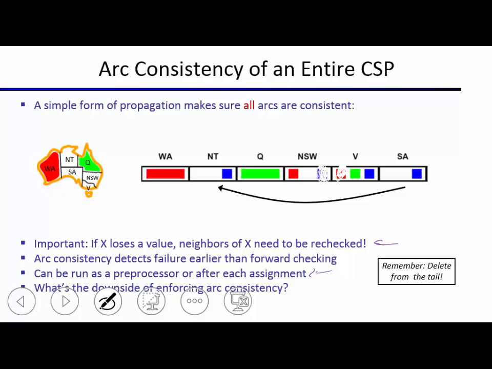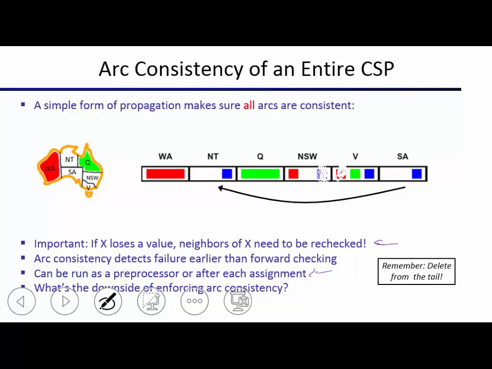You can run this as a preprocessor after each assignment. So after you make an assignment, you can run arc consistency, where you cycle through all your arcs, and some of them multiple times, because if something is removed from a variable, you might need to reconsider an arc, until they're all consistent. This will have pruned your domains. If any domains became empty, you backtrack, because this is a dead end, and that way you can reduce how far you go down in your search tree along different paths.